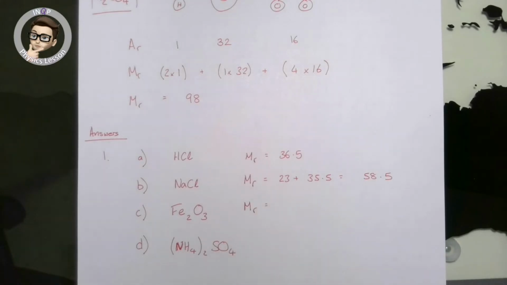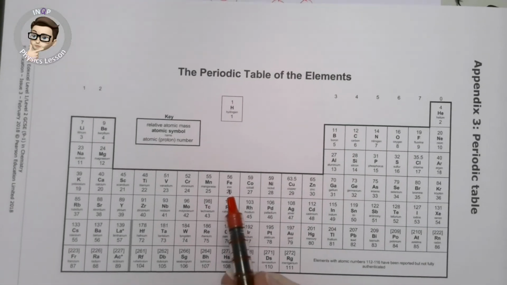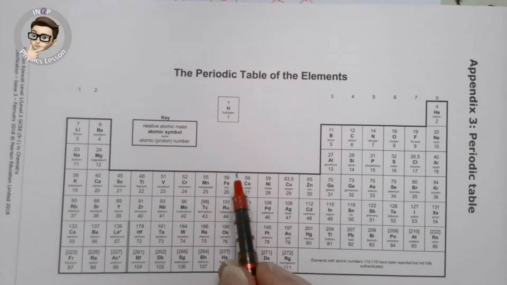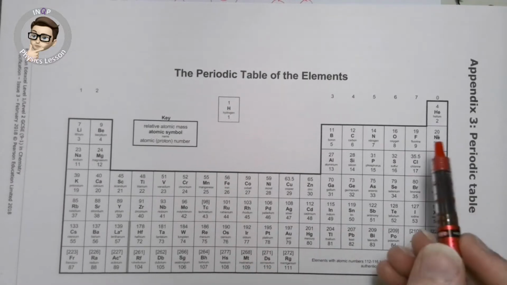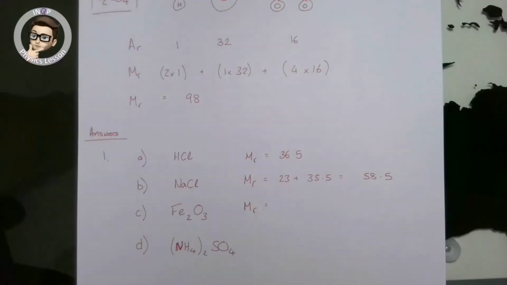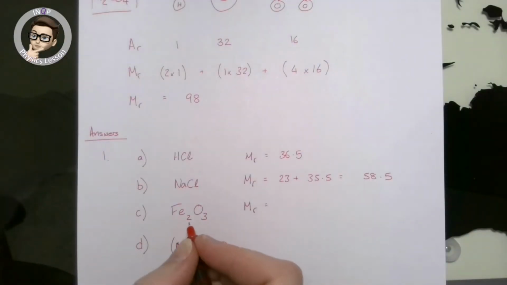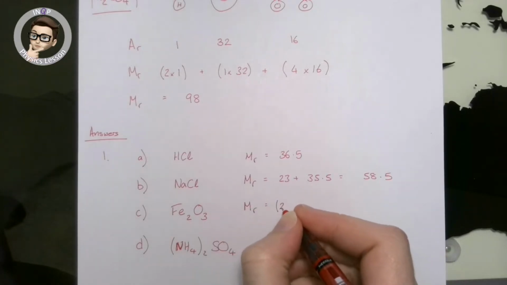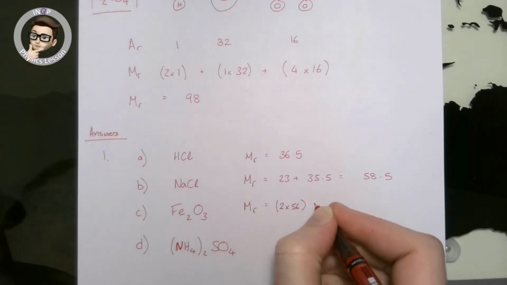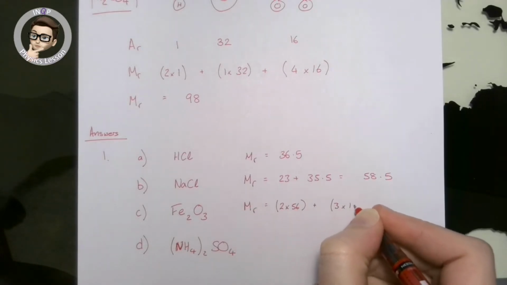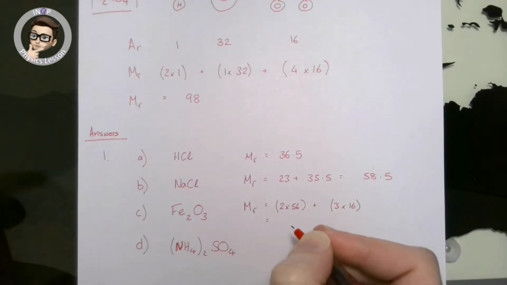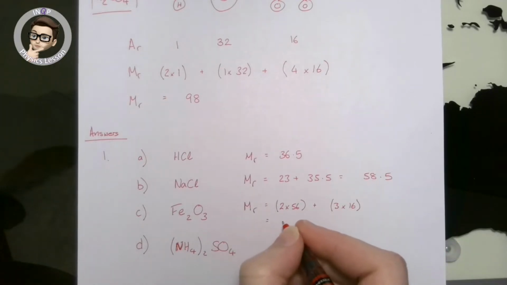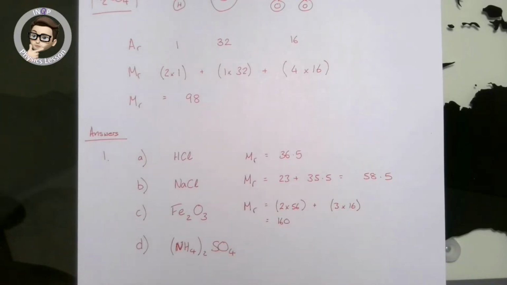Part C, a little bit harder, you've got to find iron. This time iron, you'll see, is in the centre. It's got a relative atomic mass of 56, and oxygen has a relative atomic mass of 16. So we can say I have got 2 lots of 56 plus 3 lots of 16, which will give me an overall answer of 160.